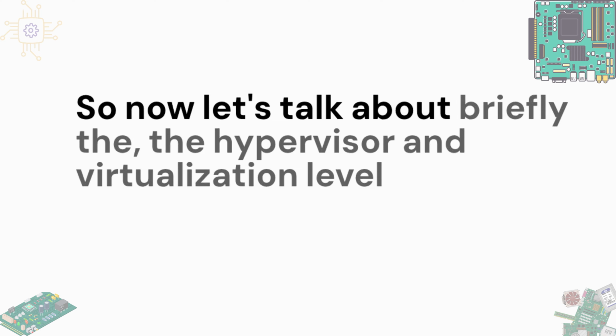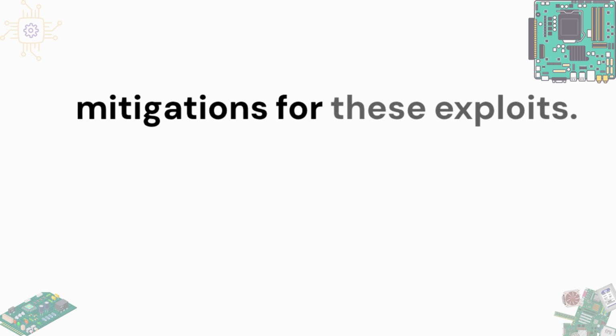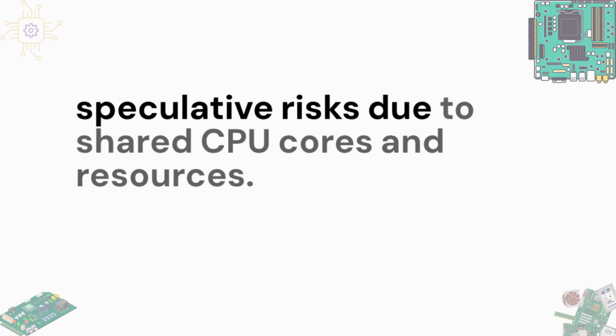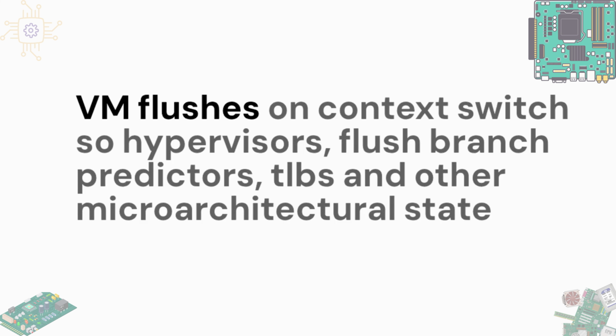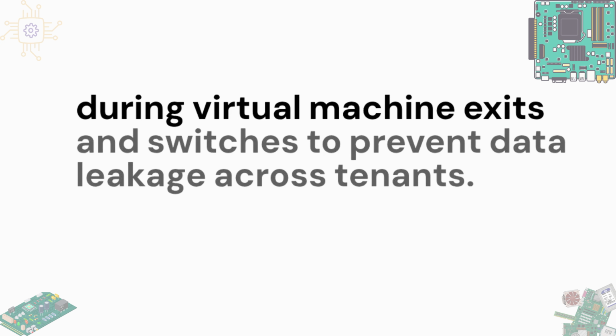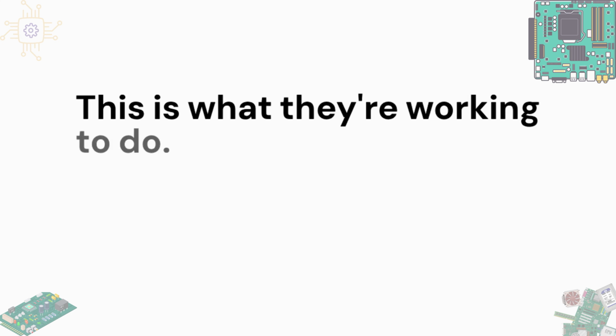So now let's talk briefly about the hypervisor and virtualization level mitigations for these exploits that out-of-order execution enables. Cloud and virtualized environments face unique speculative risks due to shared CPU cores and resources. VMM flushes on context switch. So hypervisors flush branch predictors, TLBs, and other microarchitectural state during virtual machine exits and switches to prevent data leakage across tenants. This is what they're working to do.